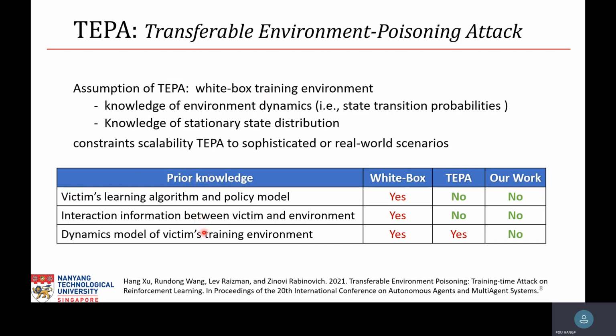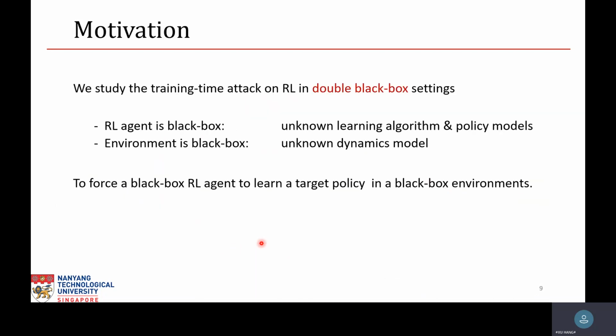So based on this table, we can see that TIPA removed two assumptions compared with the white box. But in our work, we also removed the assumption that the attacker knows the dynamic model of the victim training environment. So the motivation of our work is to study training-time attacks on reinforcement learning in double black box settings. Here, one black box is the RL agent.